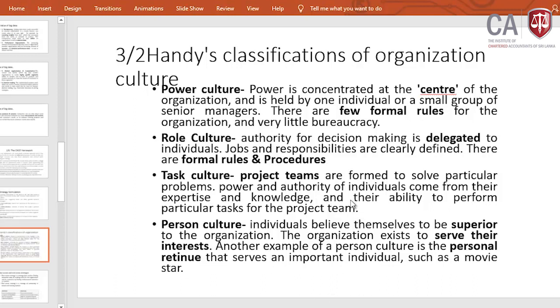What is the third one? Task culture. Project teams are formed to solve a particular problem. Power and authority of individuals come from their expertise and knowledge and their ability to perform particular tasks for the project team. Then person culture, that is the fourth one. Individuals believe themselves to be superior to the organization. Look at that one.